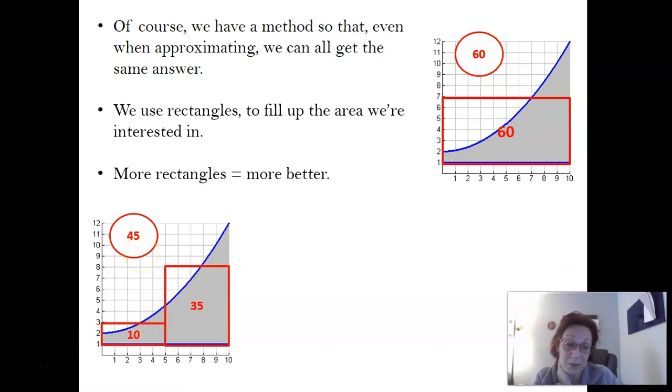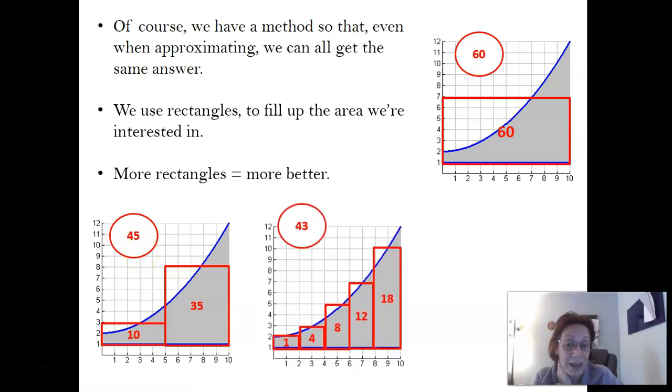Now, more rectangles is more better, so let's do even more rectangles. Here I did 5 rectangles. So my interval is from 0 to 10, so I said, well, let me make 5 rectangles that are 2 wide. Again, no particular reason I decided to make them all consistent. I could make one that's 1 wide and another one that's 3 wide. There's no reason they all have to be the same. I like them to be all the same.